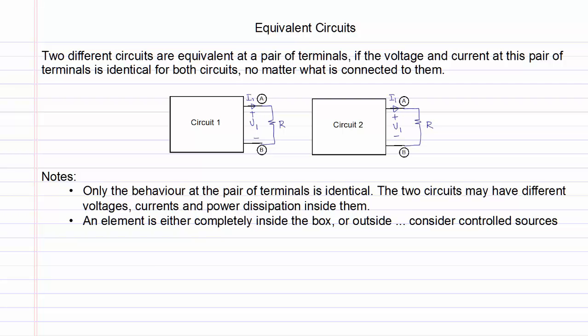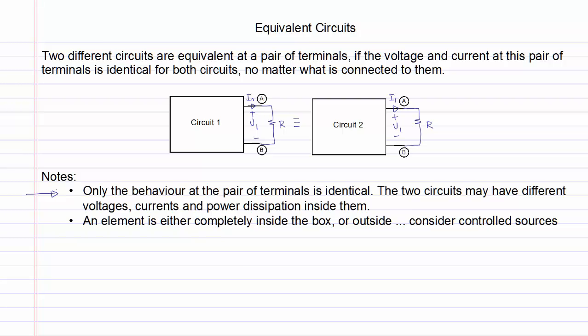If the voltage V1 and I1 are equal, no matter what we connect to the two circuits, we say that circuit 1 is equivalent to circuit 2, and this equivalence is shown by drawing the equivalence symbol between the two circuits, which indicates that the two circuits are not equal, but they are equivalent at the pair of terminals A and B.